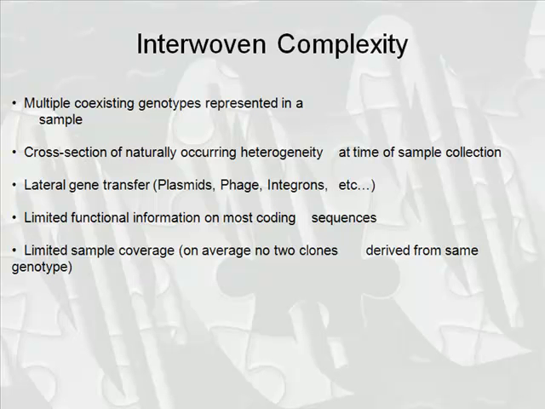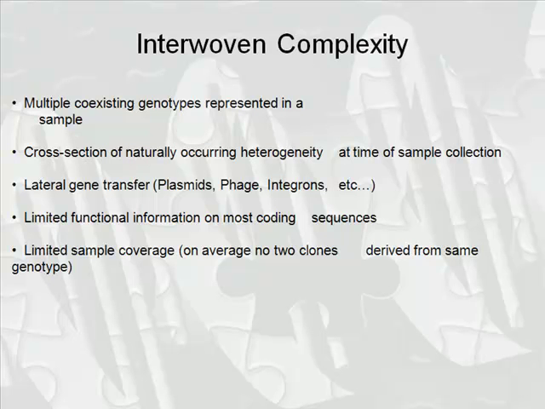Multiple coexisting genomes are represented in a single sample. And we've got a cross-section of all the naturally occurring heterogeneity at the time of sampling. There's this lateral gene transfer problem, and we have limited functional information on most of the data. And how do you test it? We don't have a genetic system for all organisms, so we can make an annotation, but how do we know that that annotation is accurate?